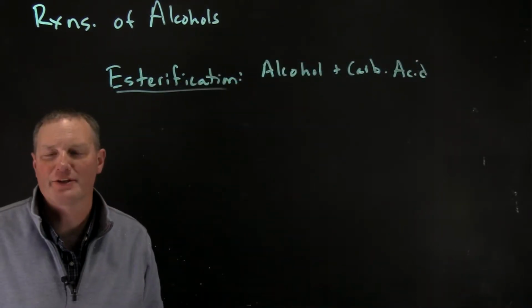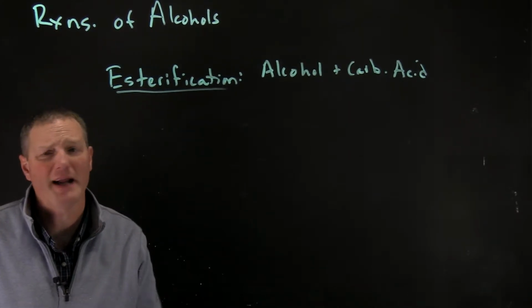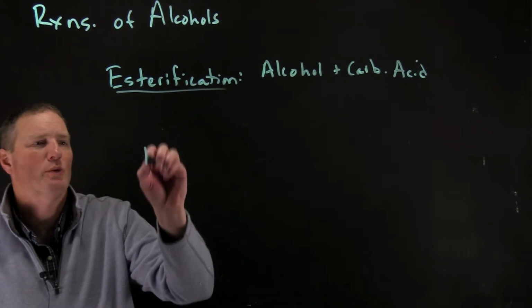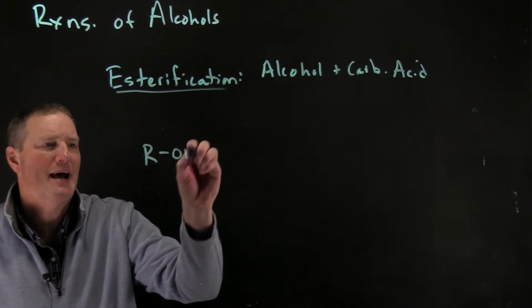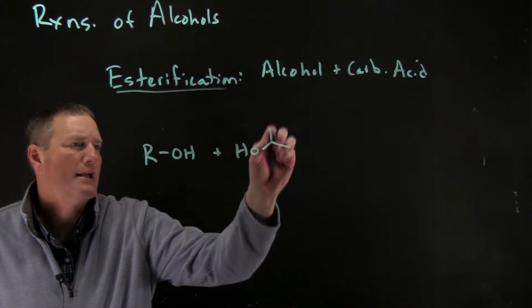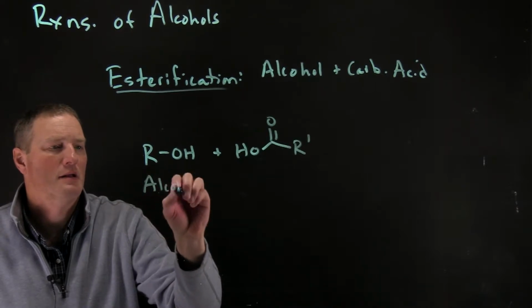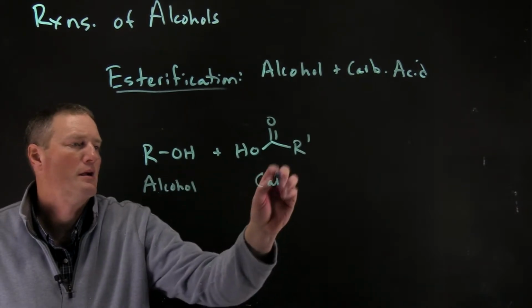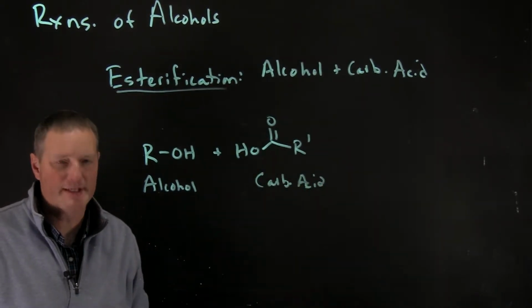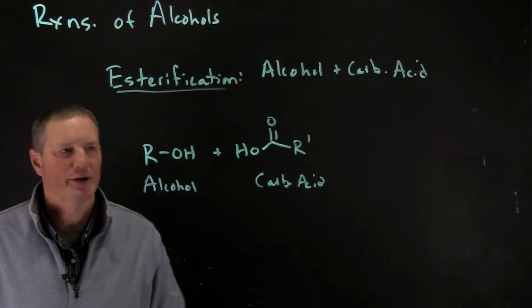In the next type of reaction of alcohols, we're going to look at the esterification reaction. We're going to come back to this one many, many times throughout the semester. So in general, what can happen is if I have an alcohol and a carboxylic acid, and I've drawn them this way for a reason, if you mix these two together, the following reaction can occur.